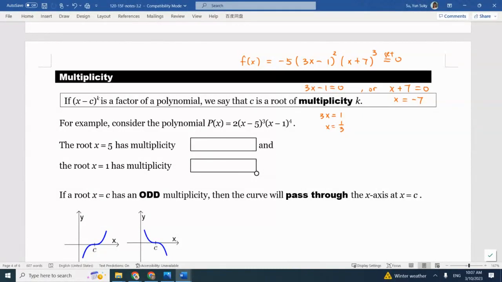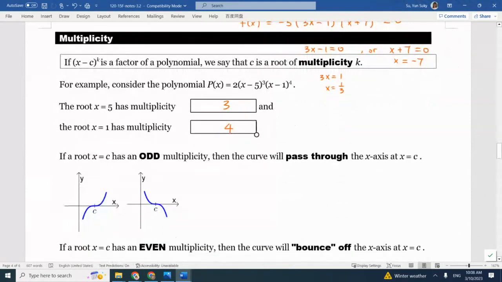Okay? So how about -7? What's the multiplicity? X plus 7, the power is 3. So the multiplicity is 3. How about here? X equals 5 has multiplicity 3. And 1 has multiplicity 4. Okay, good. So that is the exponent of the factor.